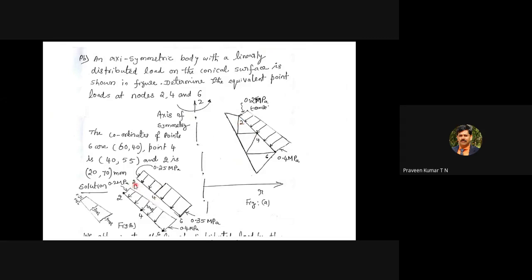In a similar way, you have to find out the UDL acting on edge 4 2. On edge 4 2, at node 4 the UDL magnitude is 0.3 megapascal. At 2, the UDL magnitude is 0.2. So 0.3 plus 0.2 divided by 2. That 0.3 plus 0.2 is 0.5, divided by 2 is 0.25. That means the average UDL acting on the edge 4 2 is 0.25 megapascal.